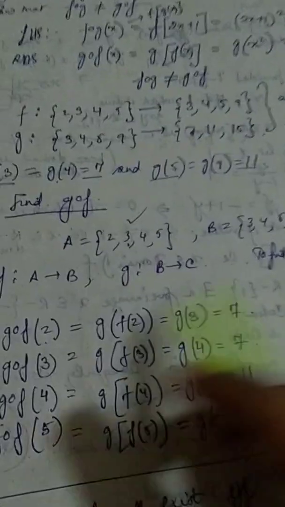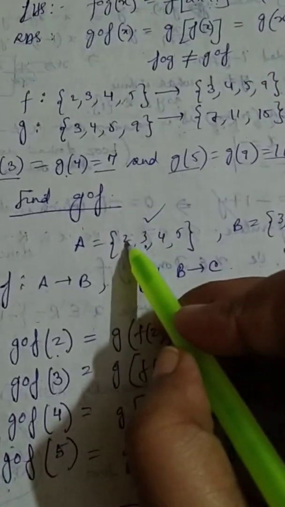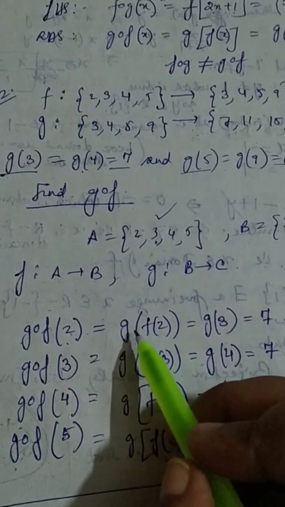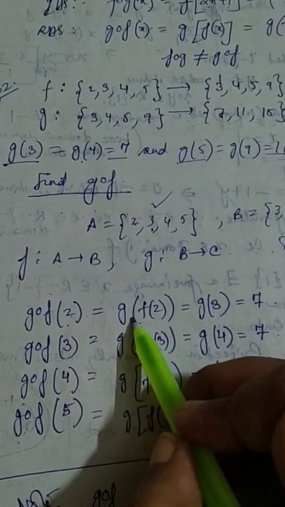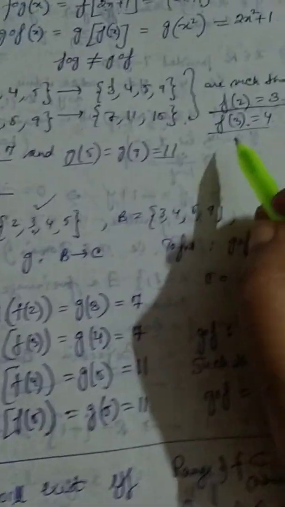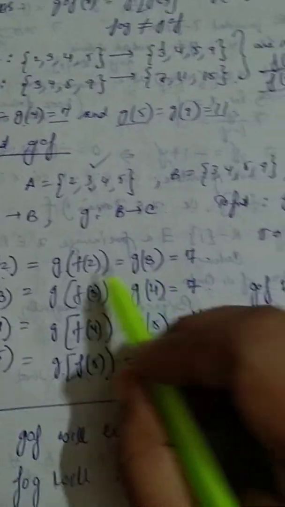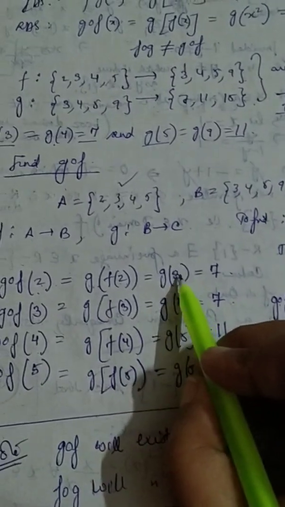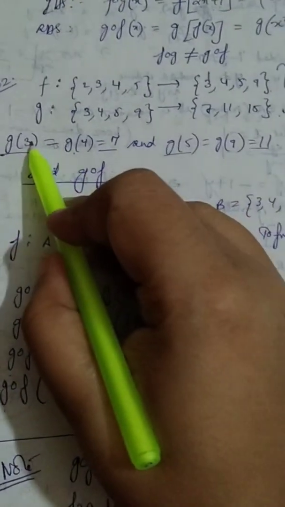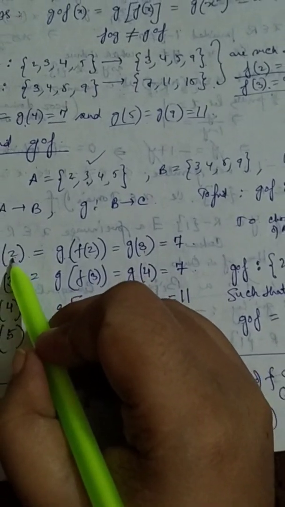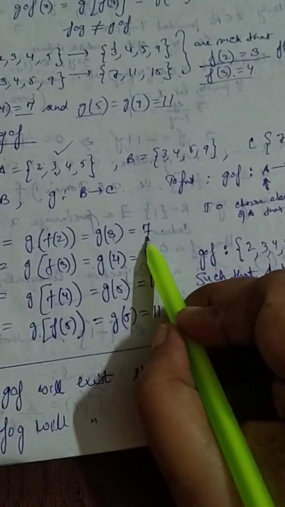So what is G compose F? Let us choose elements of set A. First element is 2. So G compose F of 2, what is it? G compose F of 2 means G of F of 2. F2 value is given, I think, as 3. So we are putting 3 over here. So we are getting G of 3, and G3 is also given as 7. So we are writing that. That means G compose F mapping is mapping the element 2 to the element 7.